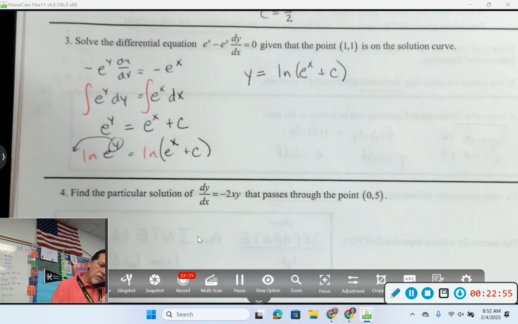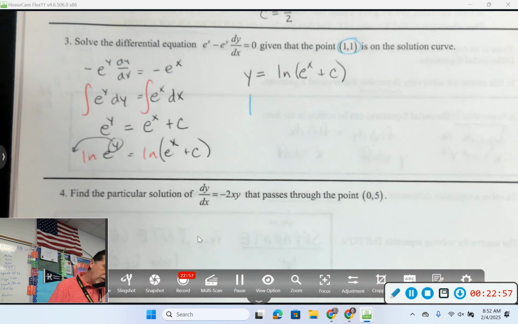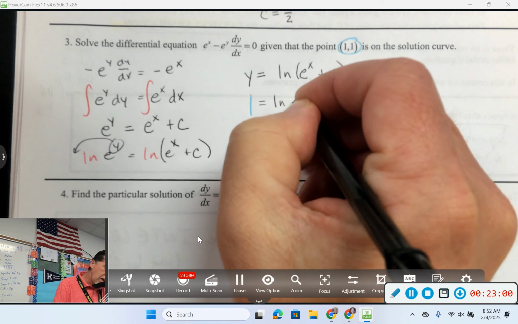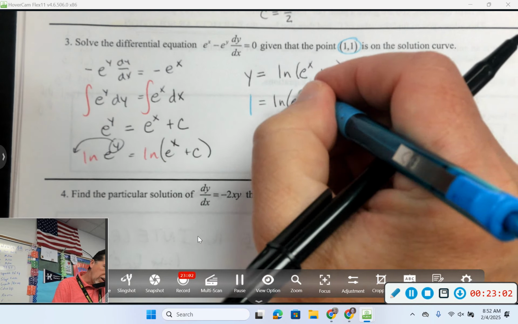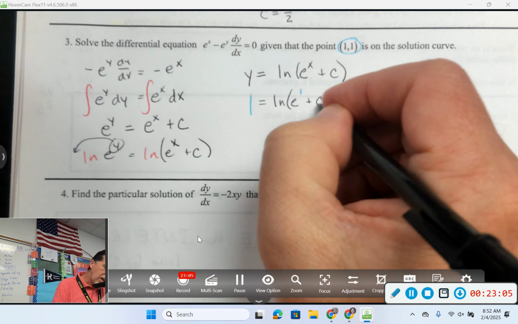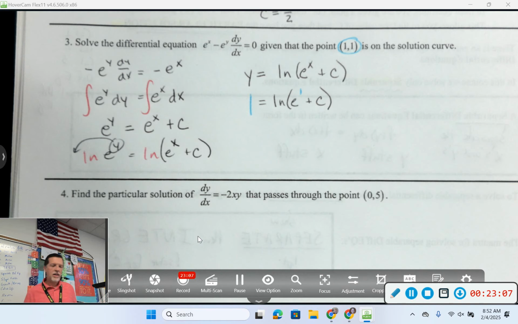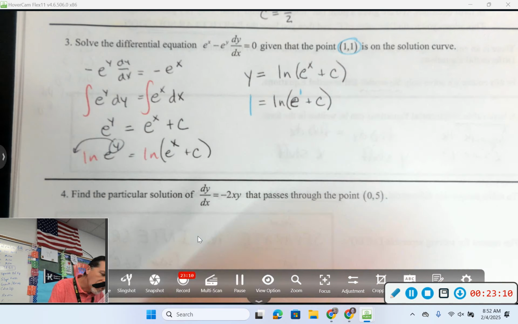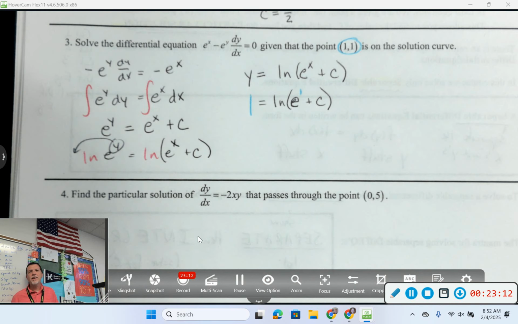Okay, let's use 1, 1. So 1 goes in for y. 1 goes in for x. There's some fancy algebra we could do to solve for c, but can you figure out what c needs to be to make this work? Some of you are showing me the answer. What's the natural log of e? 1, so what does c need to be? 0.